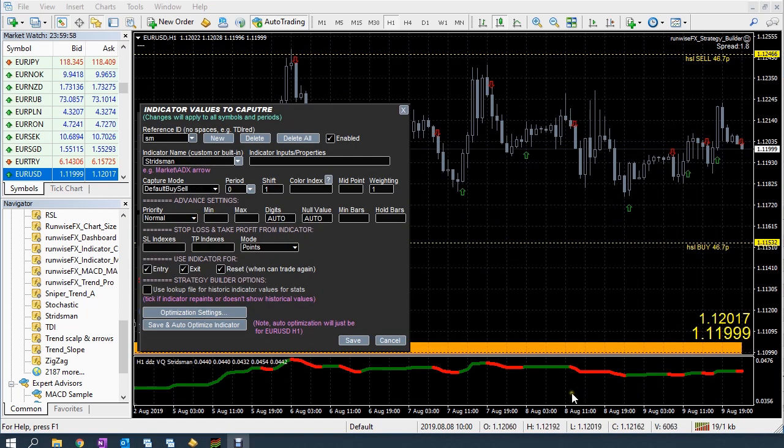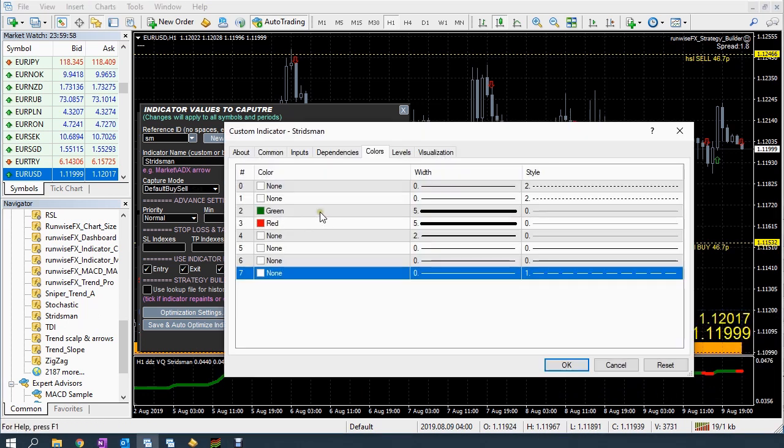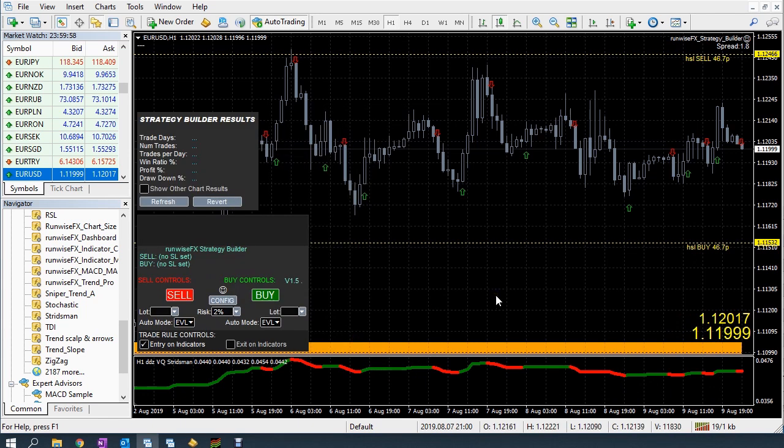Okay, the next indicator we're going to have a look at is called Stridesman, and this is it on the chart. Similar story, we've got the colour changes going on. It doesn't matter that it's in a separate window, and if you right click on the properties of the indicator, we can see we've got the same idea but different colour indexes. We've got 2,3. Okay, so it seems like we should just have to put in there the 2,3, and that should be fine. Click save, and let's see what it makes of that.